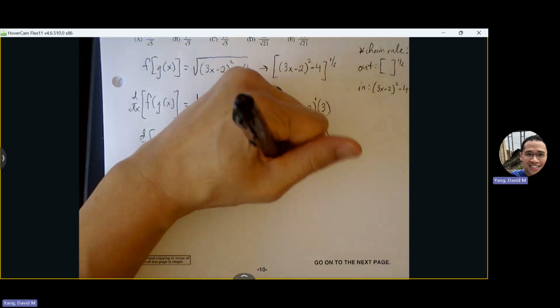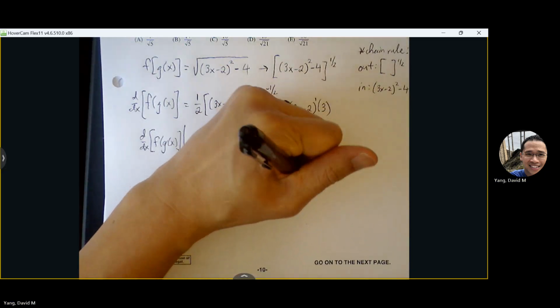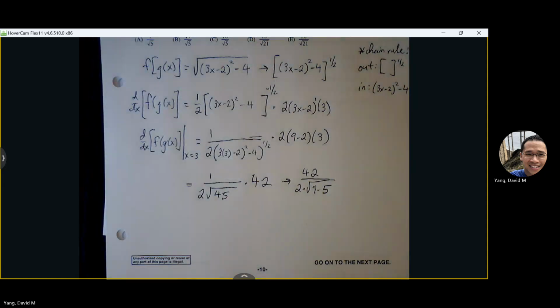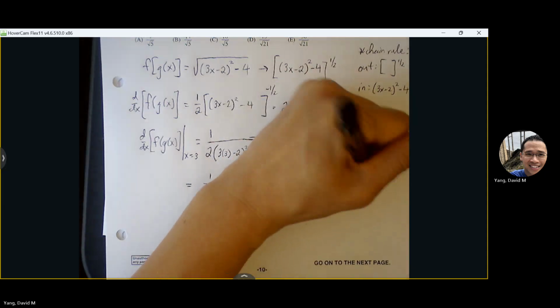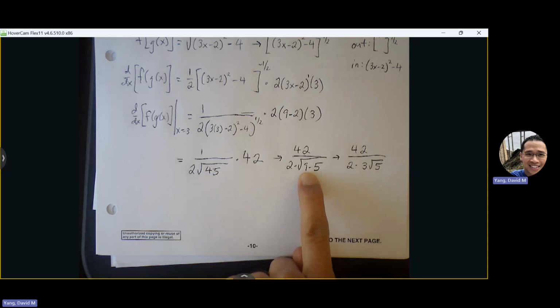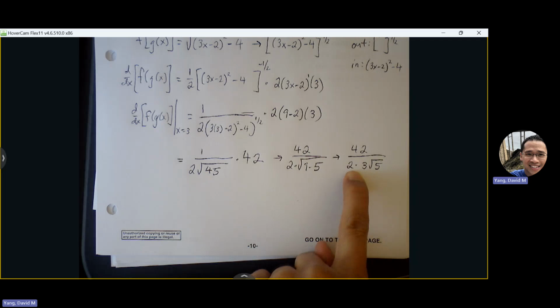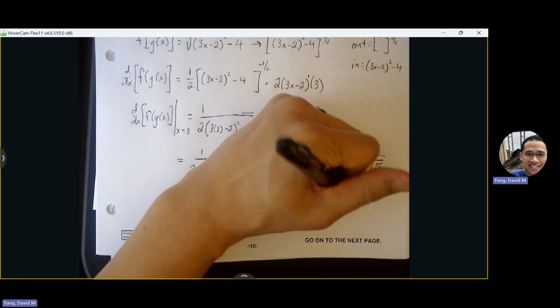See that cleaning up. Square root of 45 has a hidden perfect square inside, which is 9. We know square root of 9 can be brought out as 3. And then 42 divided by 6 is going to be 7. So we're left with 7 over root 5.